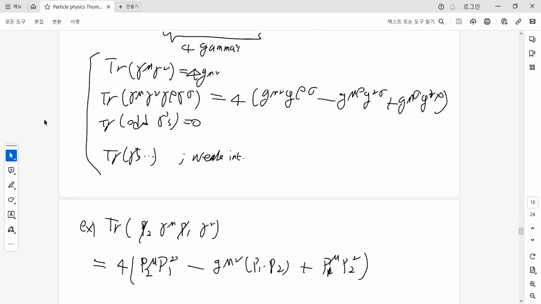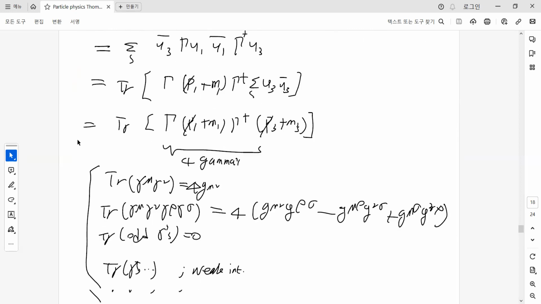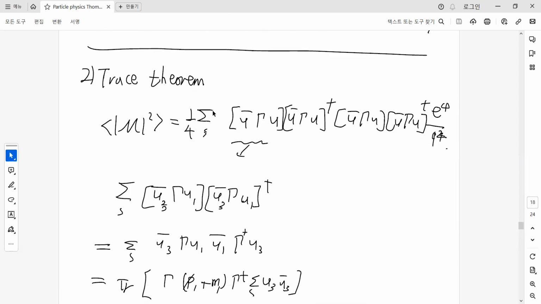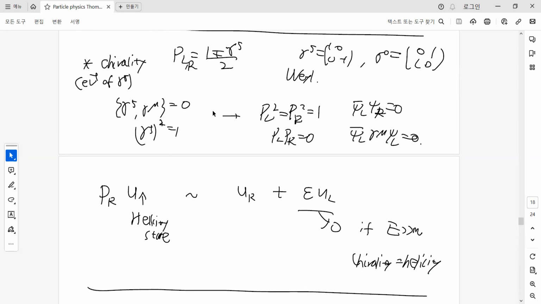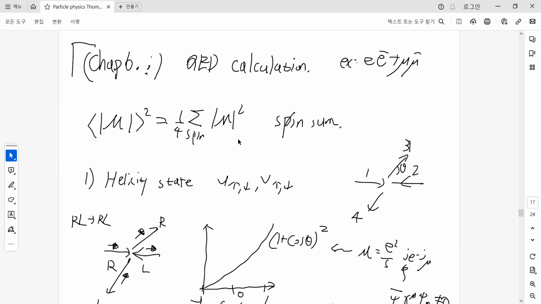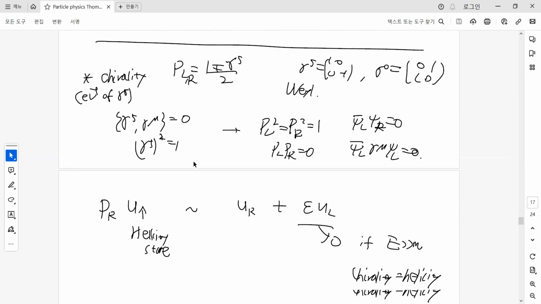Now I wanted to talk about the trace theorem, but maybe I will keep it for the next time, as there are many remaining things. So first, we discussed the completeness relations of the spin summation for possible spin states of the fermions and the polarizations of the boson. And also, we talked about how we can use the helicity states as solutions of the Dirac equation. They can be used to obtain the angular distribution of QED scattering. And also, we talked about the chirality very briefly, which is different from the helicity.